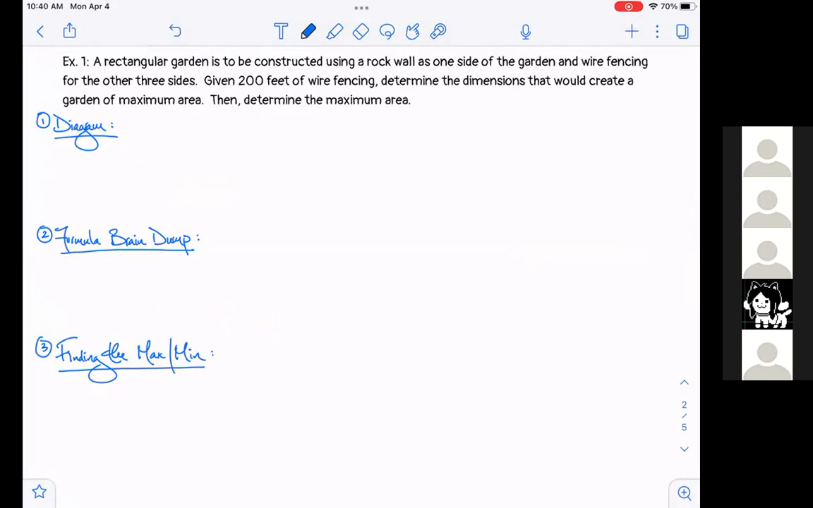So read through that problem again. What can you draw a picture of? What formulas from the previous page might be useful? And are we looking for the maximum or the minimum? And what's telling us that? Okay, so take a moment to fill in what you can for this, and then we'll check that over together.